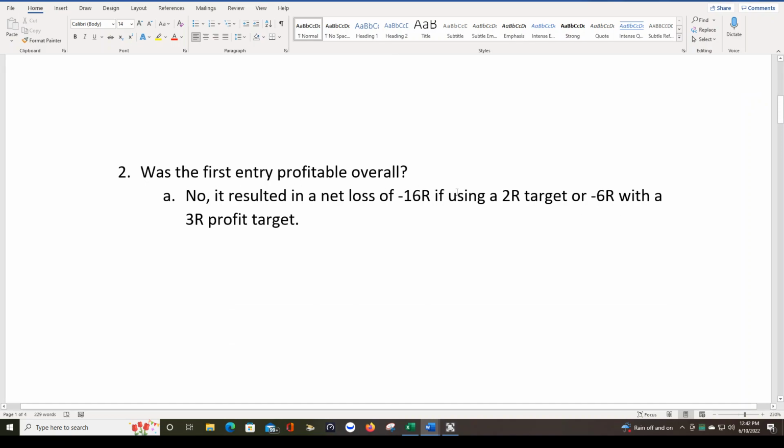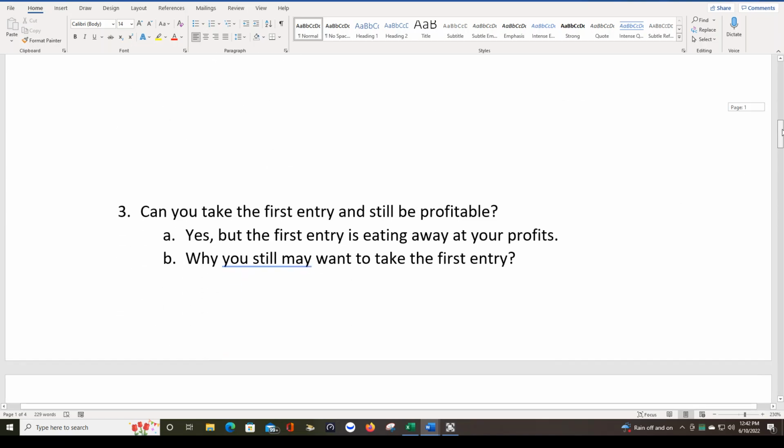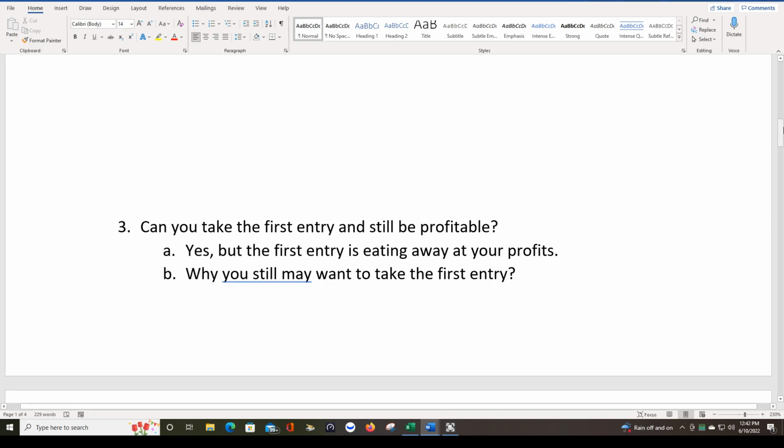Was the first entry profitable overall? No, it resulted in a net loss of -16R if using the 2R target, or -6R with a 3R profit target. Can you take the first entry and still be profitable? The answer to that is yes, but the first entry is eating away at your profits.